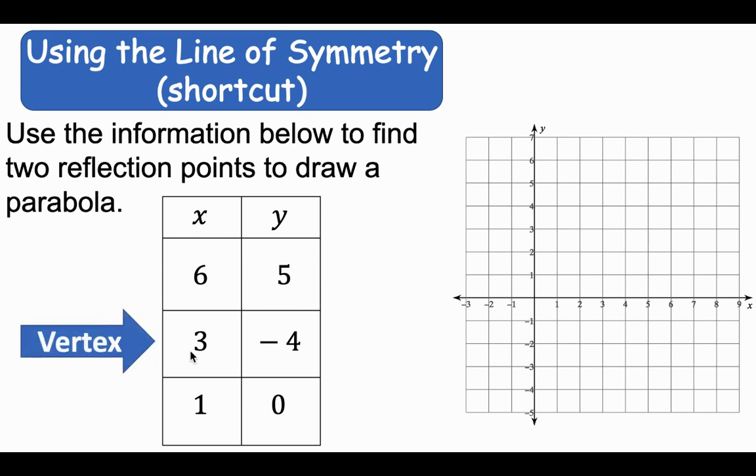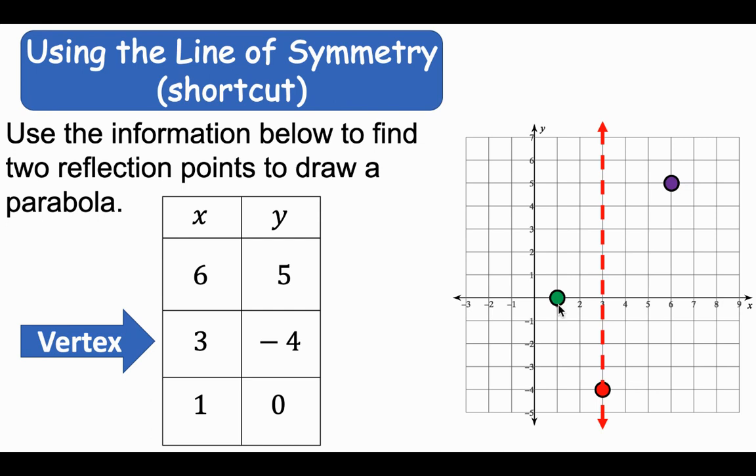So right now, this is your vertex, all right? So go ahead and plot that first. Once you know your vertex, plot it and draw your line of symmetry because that's going to make your lives a lot easier. Let's go ahead and plot those two other points. So we got 6, 5, and 1, 0. There's 1, 0. There's 6, 5 over here. All right, it looks like we have points on both sides, but just focus on one at a time.